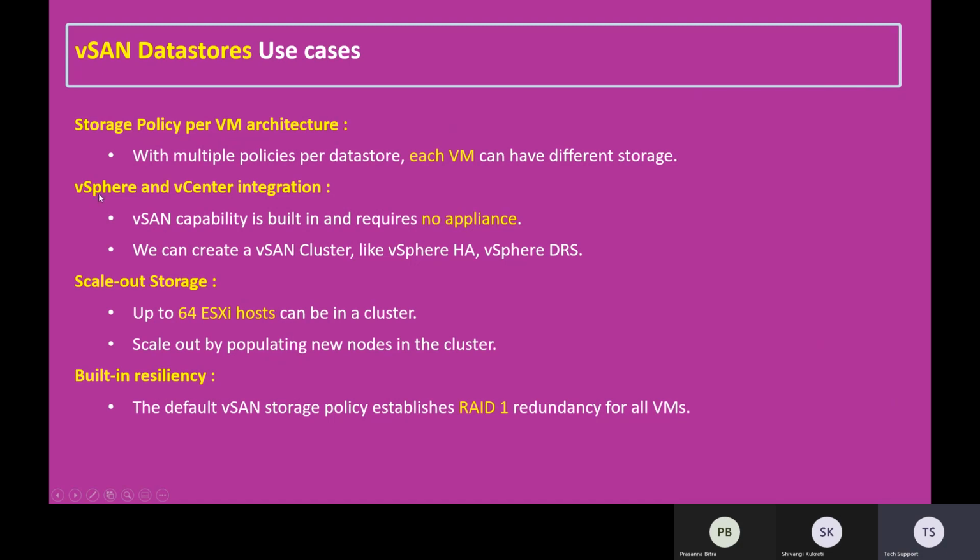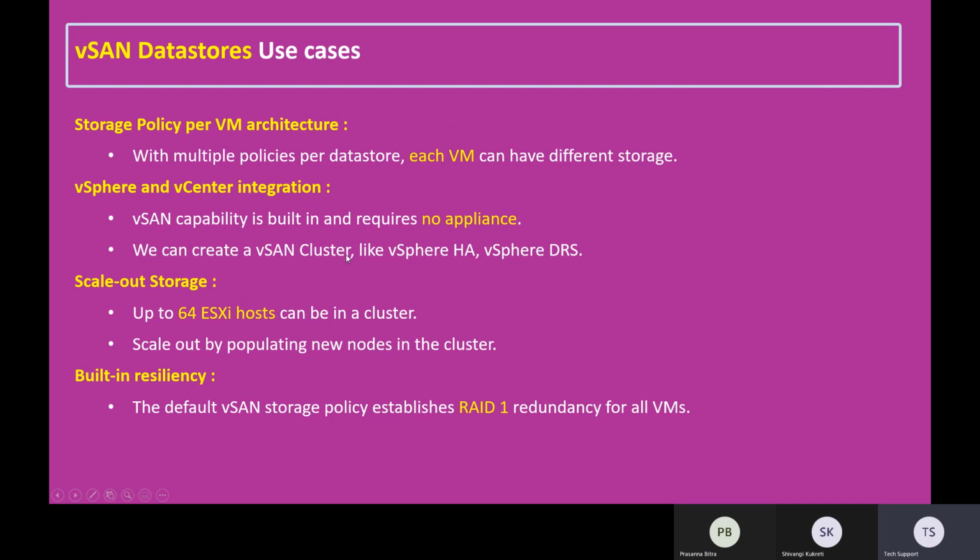Another point is vSphere and vCenter integration. vSAN capability is built in and requires no appliance. Just now we are going to configure vSAN. How can we configure it? Just log into vCenter, right click the cluster, and while creating the cluster, enable vSAN. That's it. There is no appliance for vSAN configuration. It's one of the vCenter cluster features only.